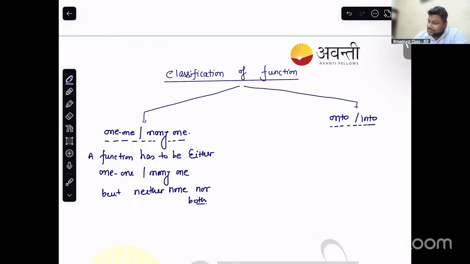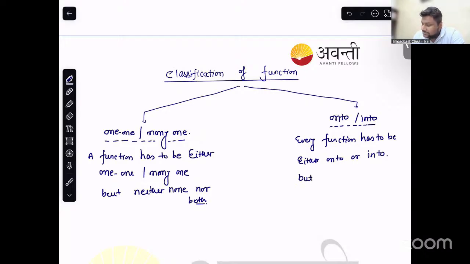Similarly, every function has to be either onto or into, but neither none nor both. It cannot be both onto and into simultaneously. It cannot be none of onto or into. So it has to be one of them.